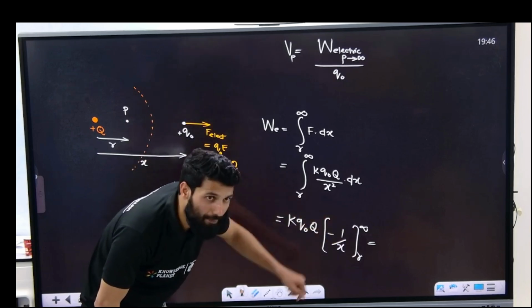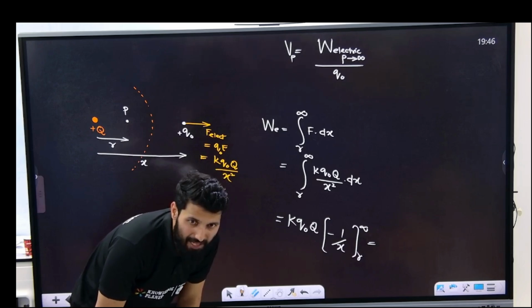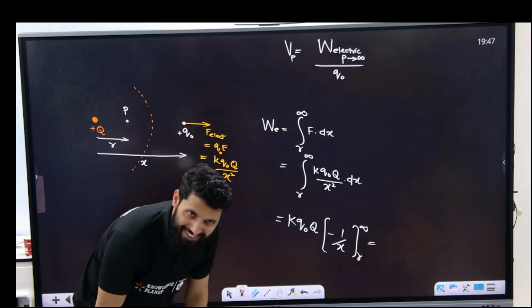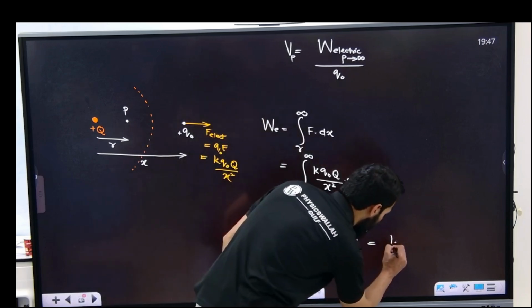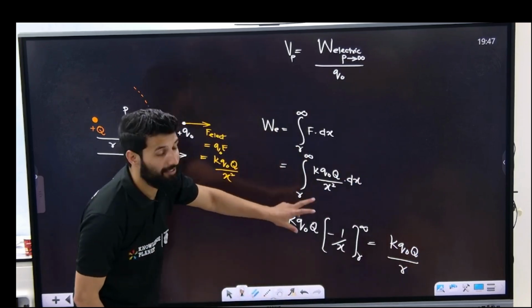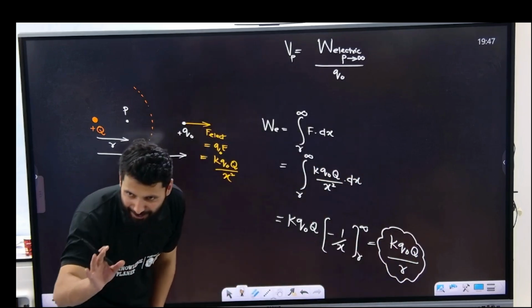Again, 1 by X, put the upper limit. Infinity, 1 by infinity is 0. Minus of minus, plus 1 by r. Is it tough? No. So what is the answer? K q naught q by r. This is my work done, basically potential energy. Yes or no? The same work done is stored as potential energy.